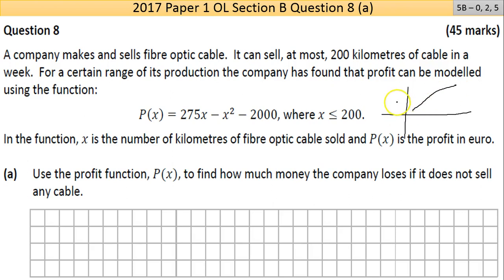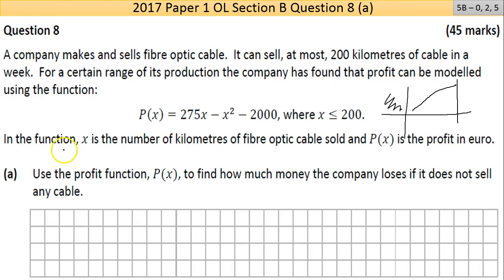Now, obviously, you can't have your function existing here because you can't have negative profit. Actually, you can have negative profit when you think about it. But it's most likely to be in the positive range. And they're saying here where X is less than or equal to 200. So for whatever reason, there's a stipulation we cut off there.